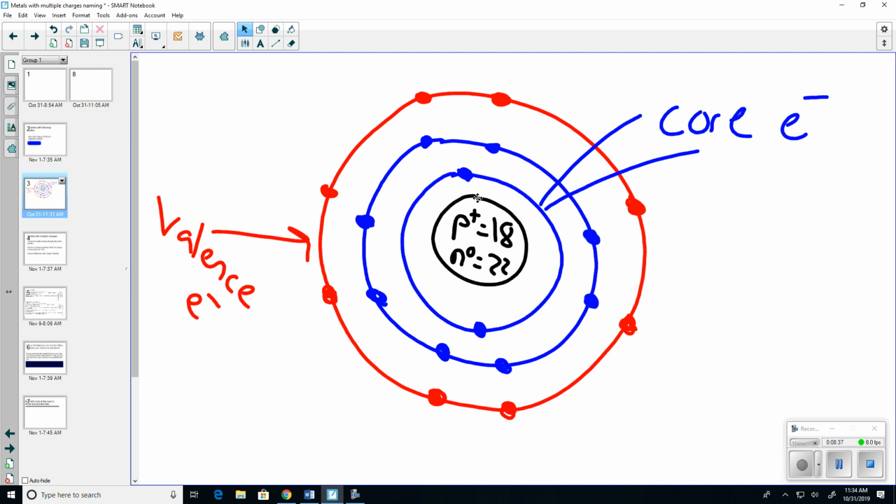The reason why we emphasize this is because if you can understand the size of the atom, you have a better chance of understanding why some elements will gain electrons and some elements will lose electrons.